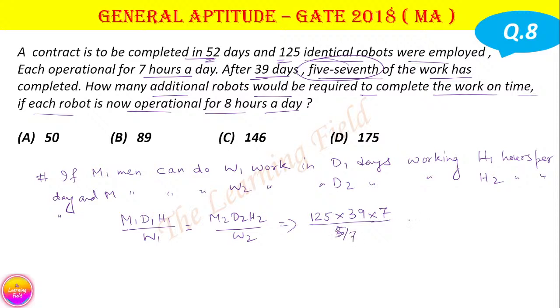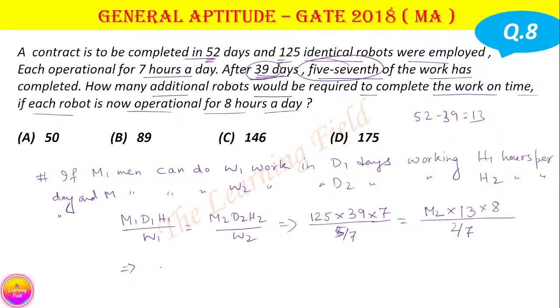Now W2 means the remaining work, 1 minus 5/7, which is equal to 2/7, and M2 is the number of robots we have to calculate. D2 means the number of days remaining, which is 13 days, because they already worked 39 days, so the remaining days are 52 minus 39, which is equal to 13. And they now work 8 hours per day. Now we have to calculate the value of M2.